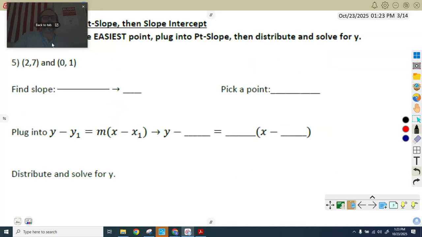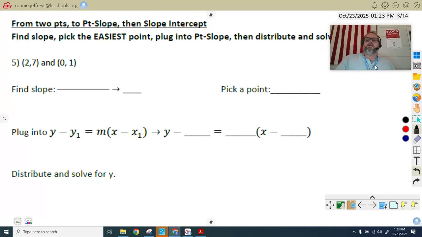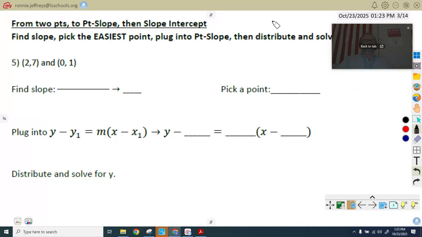So, just like yesterday, we are going to do the odd one in the Jeff method, the even one in the traditional. All right. Now it says find slope. Pick the easiest point. Plug it into point slope. Distribute and solve. That's literally that's the whole thing.